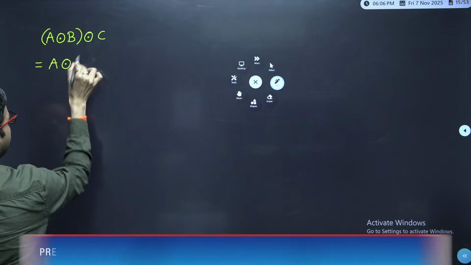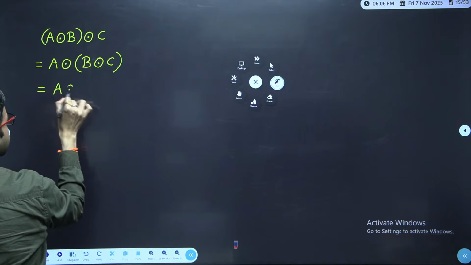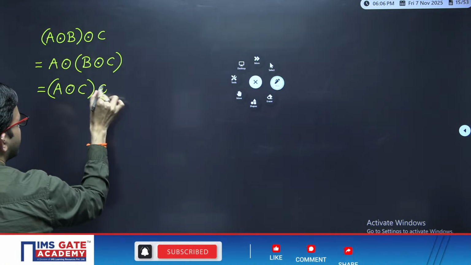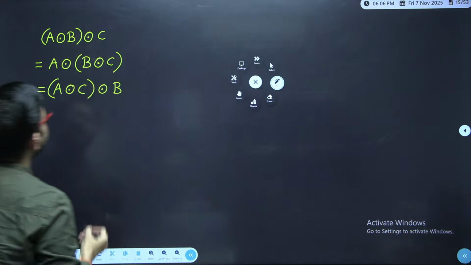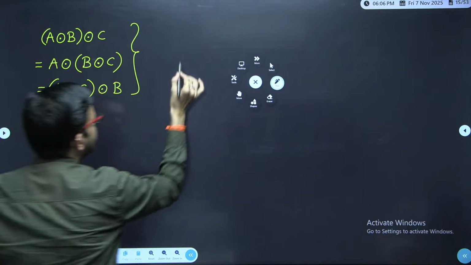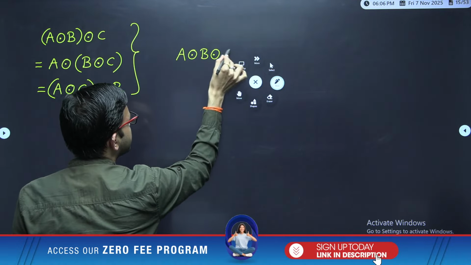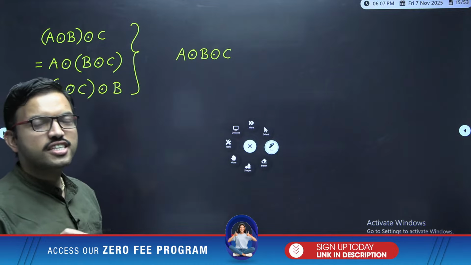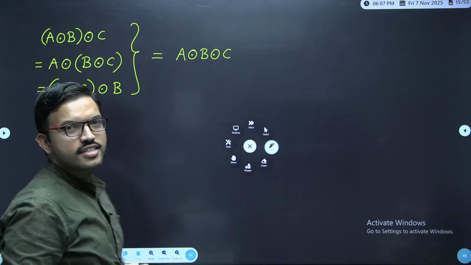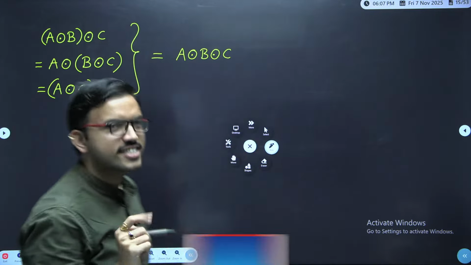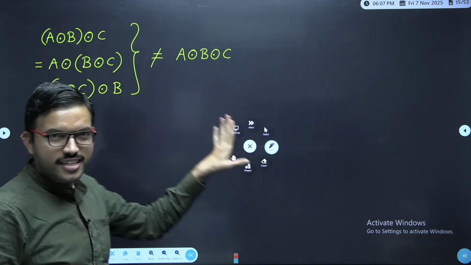You can perform XNOR among any two variables first and then with the third variable. All these are equal only, there is no doubt. Okay, now tell me whether all these three are equivalent to this expression or not. Many of the students may say that all these expressions are equivalent to this one, but that is not correct. That is a twist. These are not equivalent to this one. It seems to be like that, but it is not.